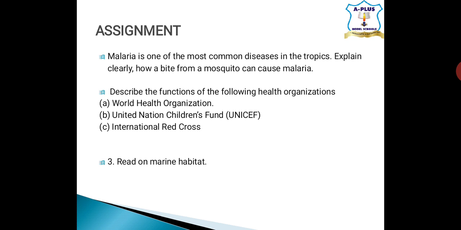And the third one is: read up on marine habitat. I need you to read up because our next topic will be basically talking about marine habitat, aquatic habitat. So I need you to read up.